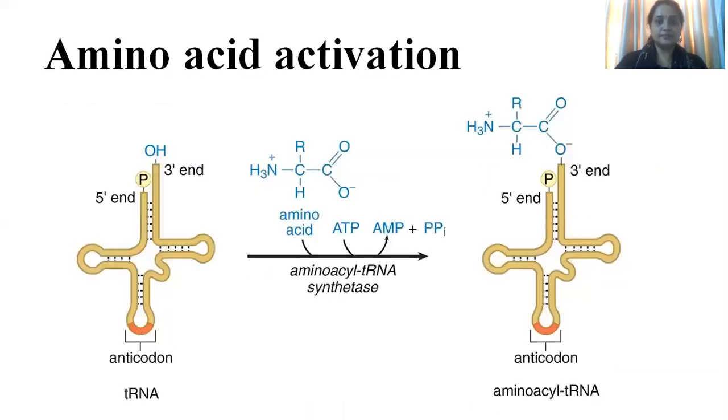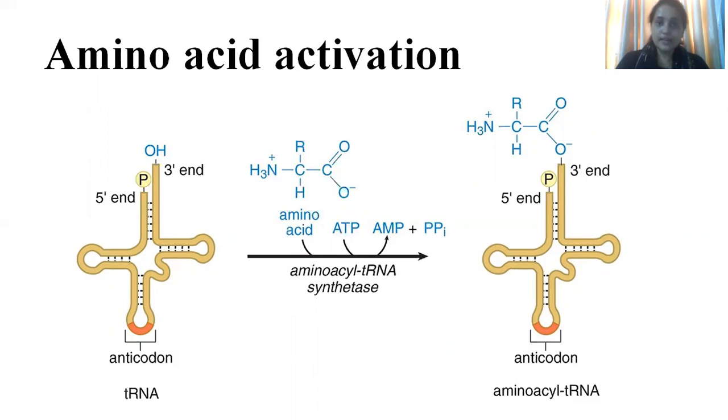So let's move on. Before starting initiation, elongation and termination, I just want to clarify the first important step of the translation process, which is amino acid activation. Amino acid activation means amino acid attachment to the tRNA. This process is catalyzed by aminoacyl tRNA synthetase. This enzyme is very specific for a specific amino acid, meaning in bacterial cells around 20 aminoacyl tRNA synthetases are present, because each enzyme is specific towards one amino acid.